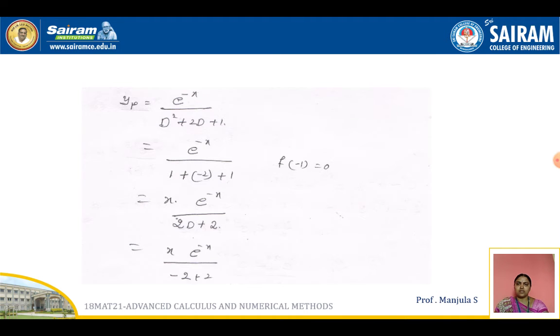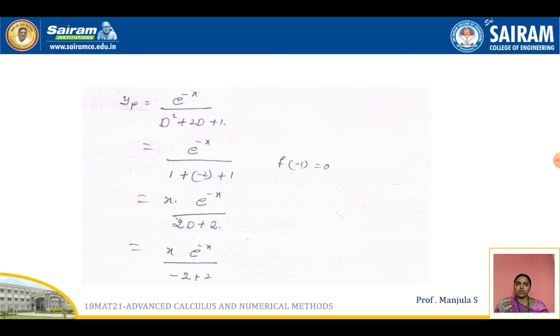After getting this complementary function, now we'll go for finding the particular integral: e to the power minus x divided by D square plus 2D plus 1. Here you just replace D by minus 1. After replacing, if you simplify the denominator, we are getting 0. So we have to apply the ordinary rule: multiply the numerator by the independent variable x, and in the denominator differentiate with respect to D. It will become 2D plus 2.